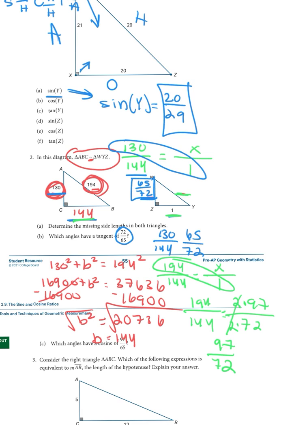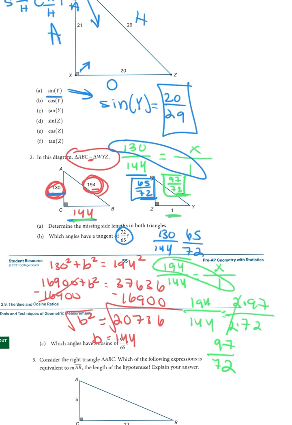Okay, so 72 right here. So this right here is 97 over 72. Let me make that more neat. Oh, that's what it did. Now I can't erase anything. So this is 97 over 72. Okay. So I found all the missing links.